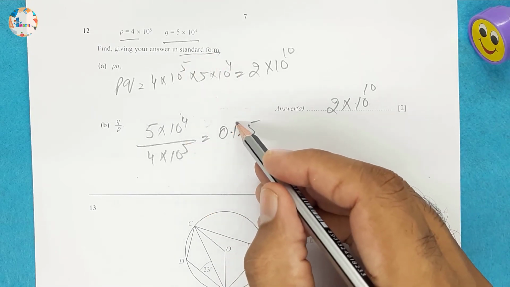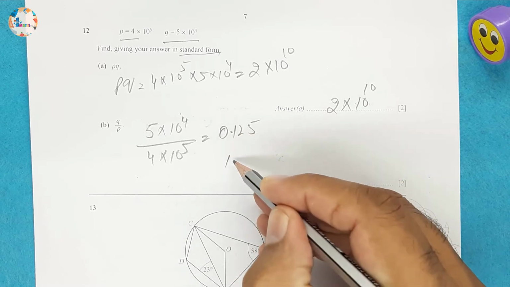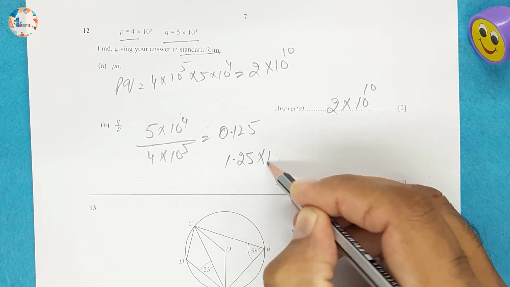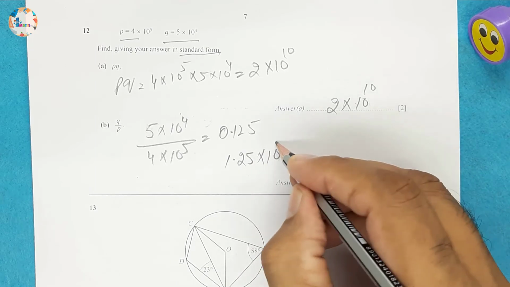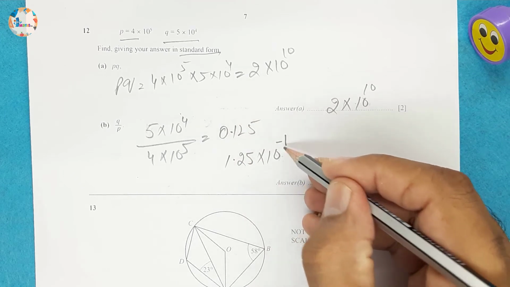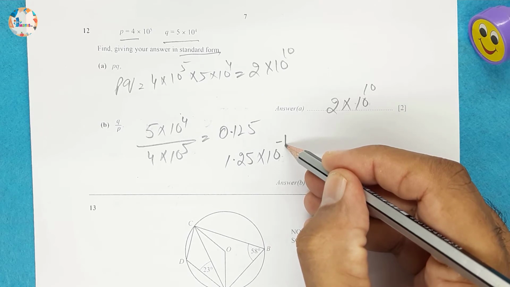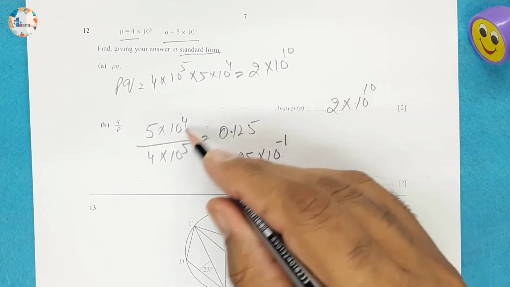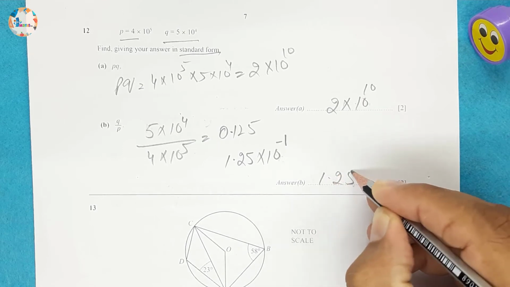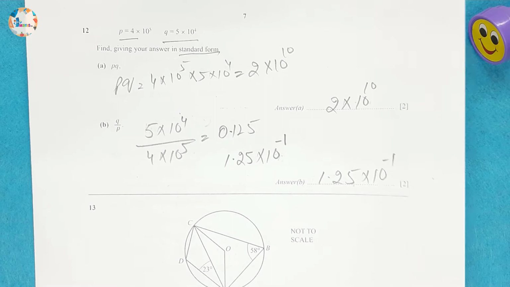Now after getting the answer, we need the answer in standard form. So the decimal will be shifted to after the first non-zero number. So we require 1.25 into 10 raised to the power minus 1, because we have jumped the decimal 1 unit right. If jumping is to the right, then it will be a negative power, and if jumping is to the left, then it will be positive. So 1.25 into 10 raised to the power minus 1 will be our answer for this one.